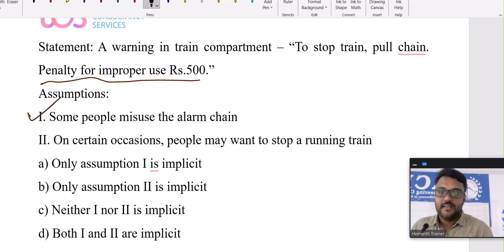So, first one correct. On certain occasions, people may want to stop a running train. Yes, that's why they mentioned to stop the train, pull the chain. Maybe some emergency, some important things, certificates, maybe by mistake it fell down from the window. You need to stop and collect it. Yes, it's worth a fine, we can pay the amount for that. That's all secondary, but it's important. So yes, on certain occasions, people may want to stop. They're not saying compulsory. Both assumptions are implicit, meaning true; explicit means false.